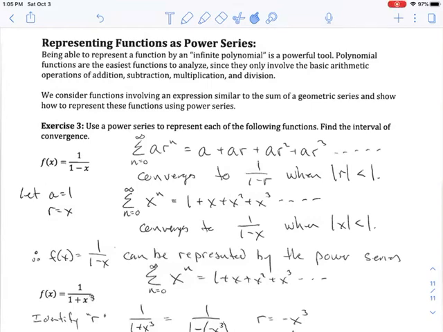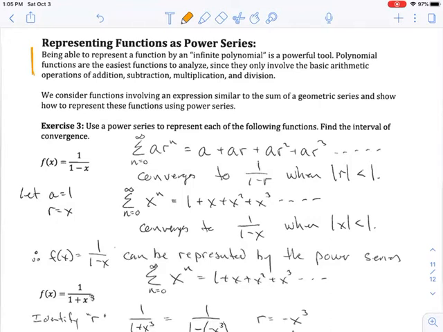In this video, we are going to take a look at how to represent certain types of functions as power series. As it says in here, being able to represent a function as an infinite polynomial is a powerful tool. And so that's what we are going to be doing in this section and the next couple of sections: we're going to see how we can take a function and represent it as an infinite polynomial.